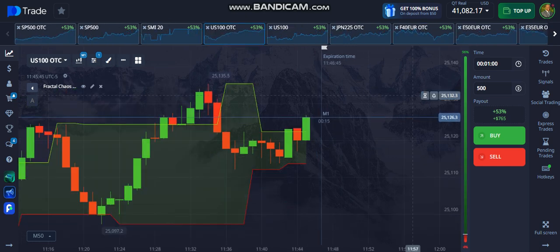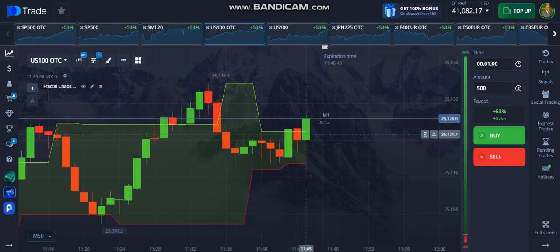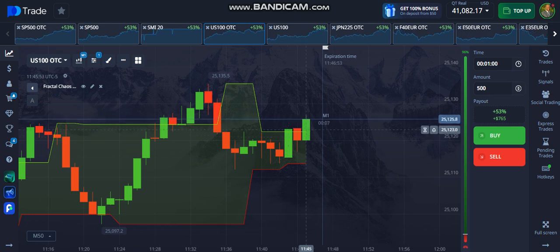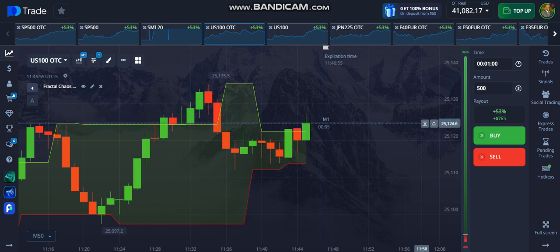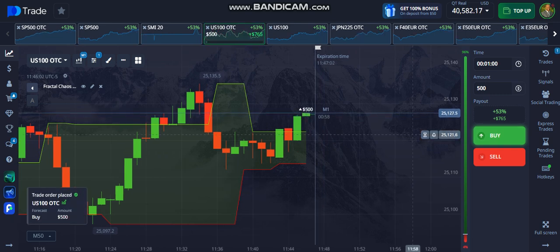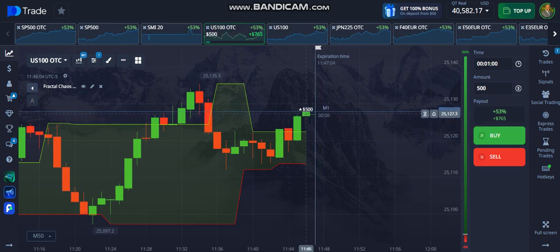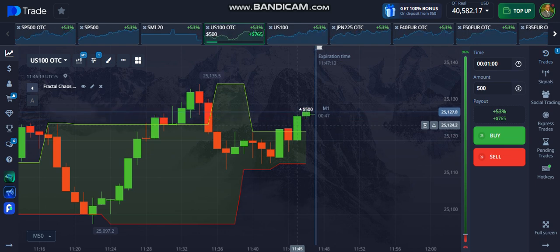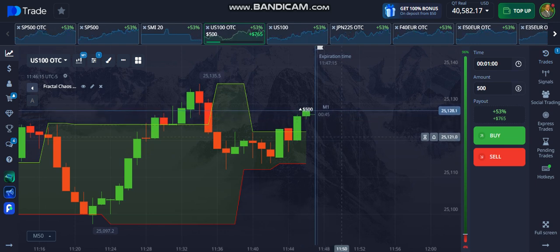Okay, so I'm on the US 100 OTC index here, and you see this green candle here exited the chaos band line, so I'm going to wait for the candle to close. Okay, so I just took a buy trade, suggesting that the price will continue a bullish movement to the upside here. So let's monitor this trade and wait for the expiry here.